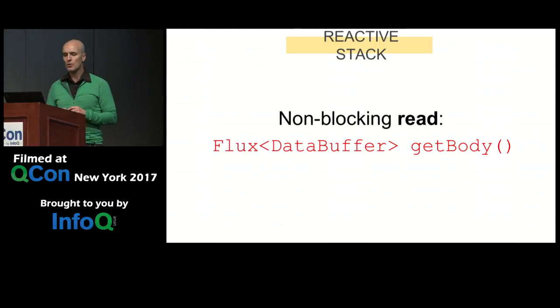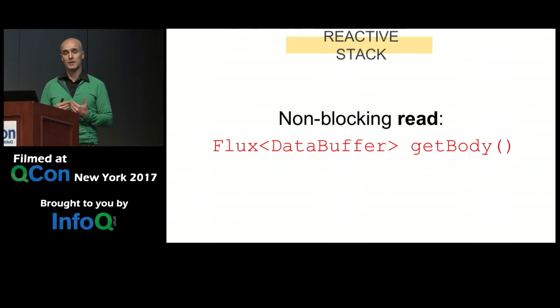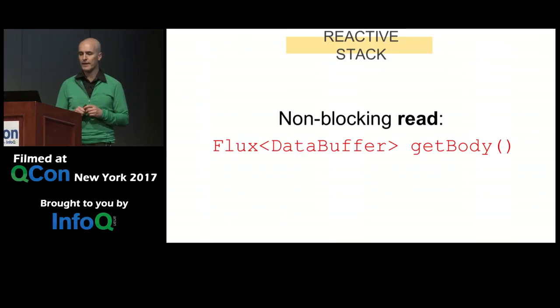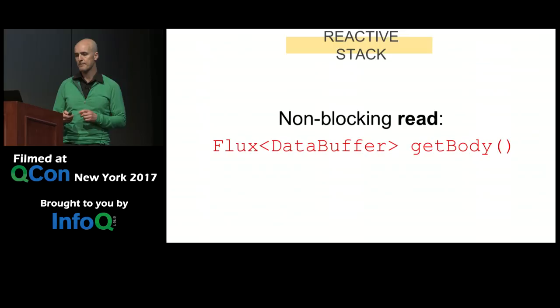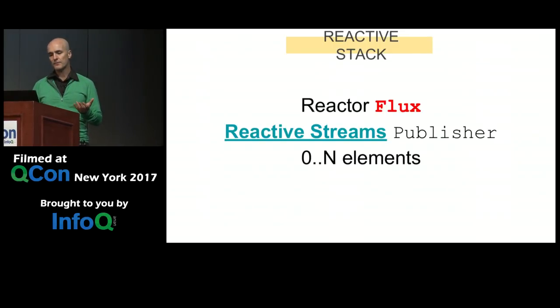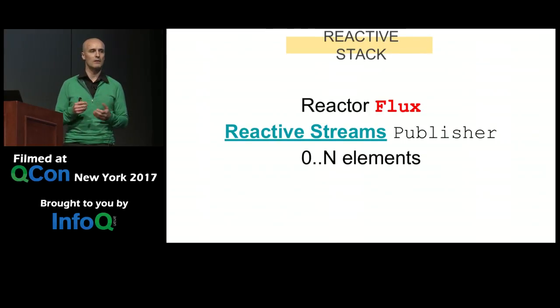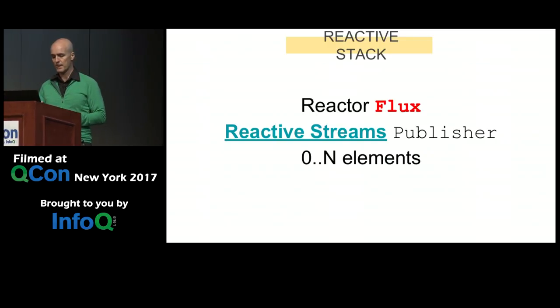Also, for non-blocking input, if we're reading the body of the request, it's no longer the input stream, because that's blocking I/O again. We actually have a Flux data structure. Again, that's from the Reactor library. So we're reading and writing with a Flux. And Flux is a reactive streams Publisher also, but it represents 0 to n elements. And again, in terms of RxJava, this would be an Observable. So for those of you familiar with RxJava.